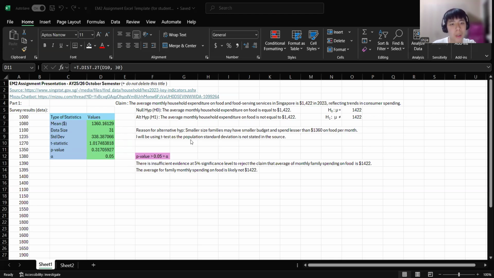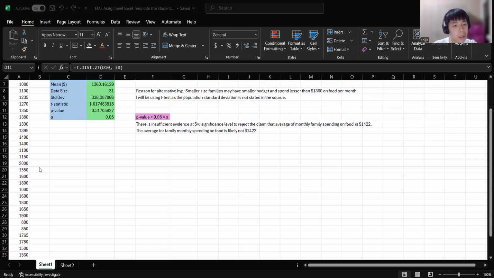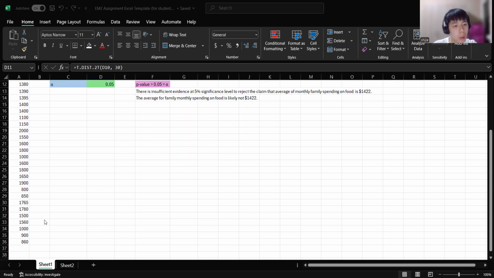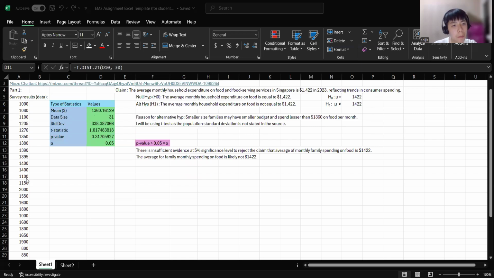My result for the alternate hypothesis was that there could be different size families that have different budgets and spend less than 1,360 on food per month, which is the mean. I have surveyed and received 31 responses, which range from 800 to 1,900.